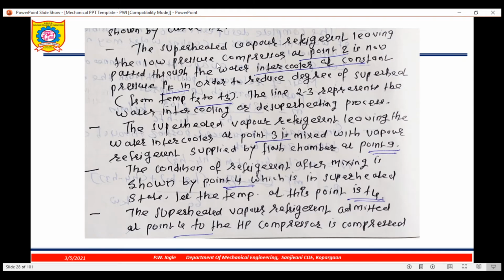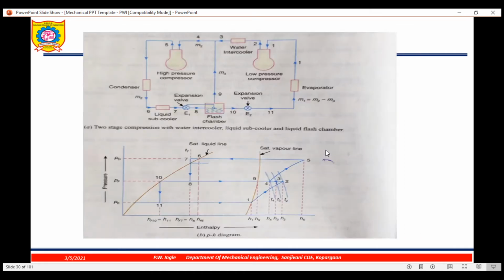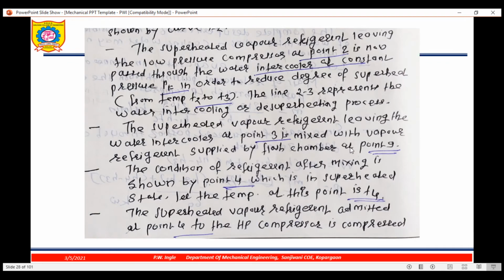The superheated vapor refrigerant leaving the low pressure compressor at point 2 is now passed through the water intercooler at constant pressure PF. The superheated vapor refrigerant leaving the water cooler at 3 is mixed with the vapor refrigerant supplied by the flash chamber. Now here you see the water intercooler gives out state 3 and the flash chamber vapor will be mixed, with the vapor refrigerant supplied by the flash chamber at point 9. The condition of refrigerant after mixing is shown by point 4, which is in the superheated state.